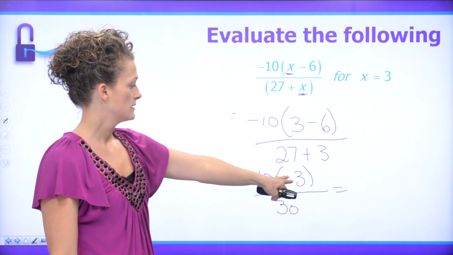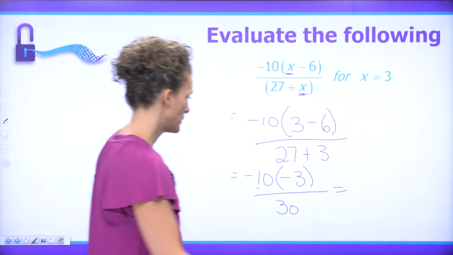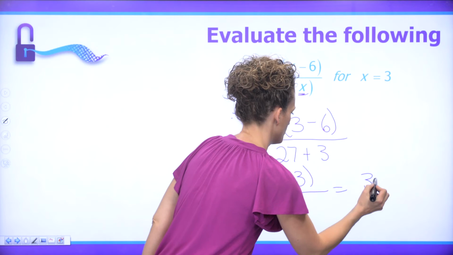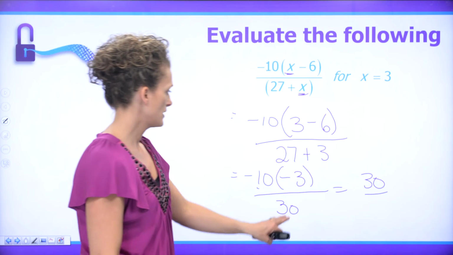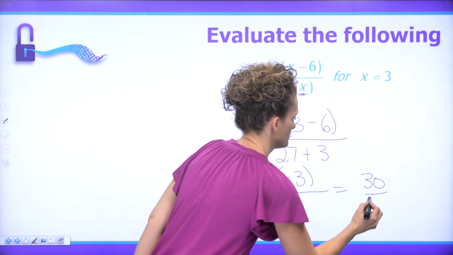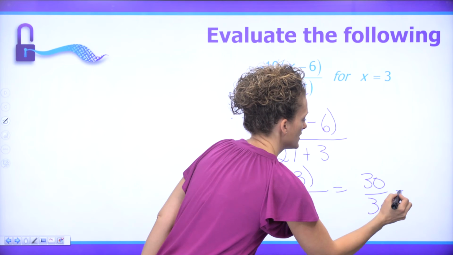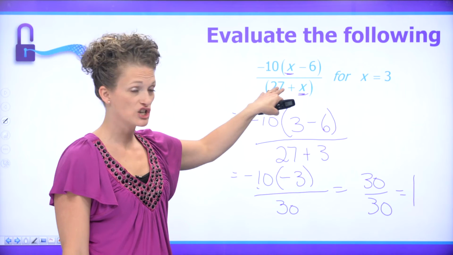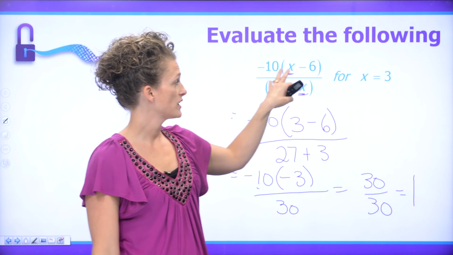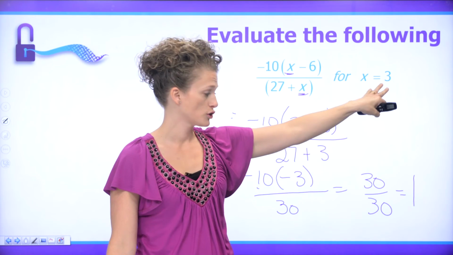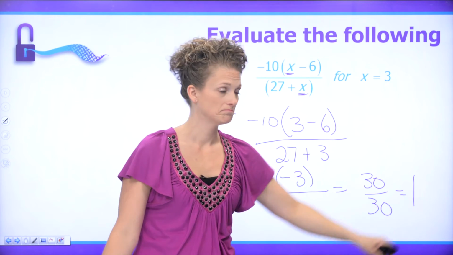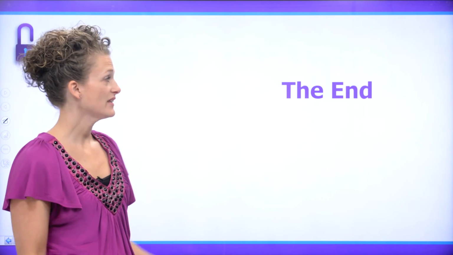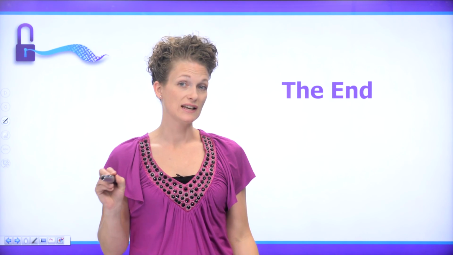So negative 10 times negative 3 gives us positive 30. And divided by 30, and that gives us 1. So this expression is evaluated for x equal to 3, and we get 1. And that is your lesson on evaluating expressions and substitution.